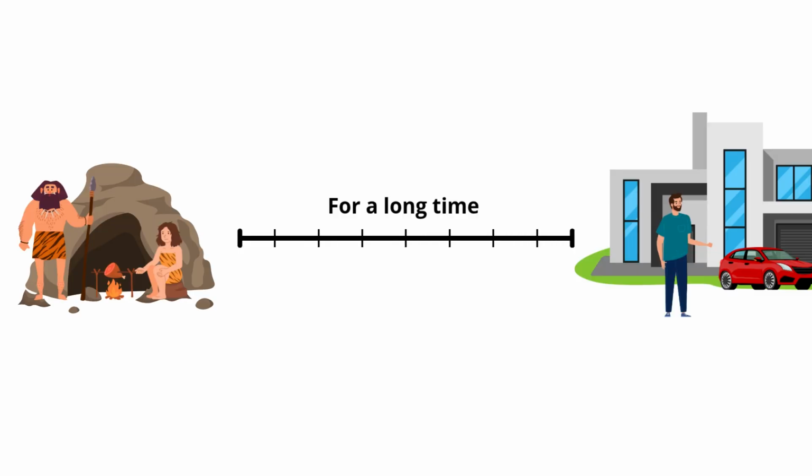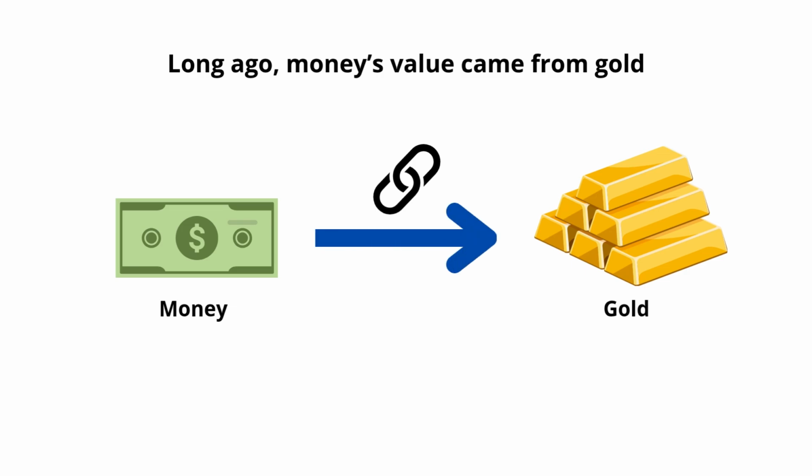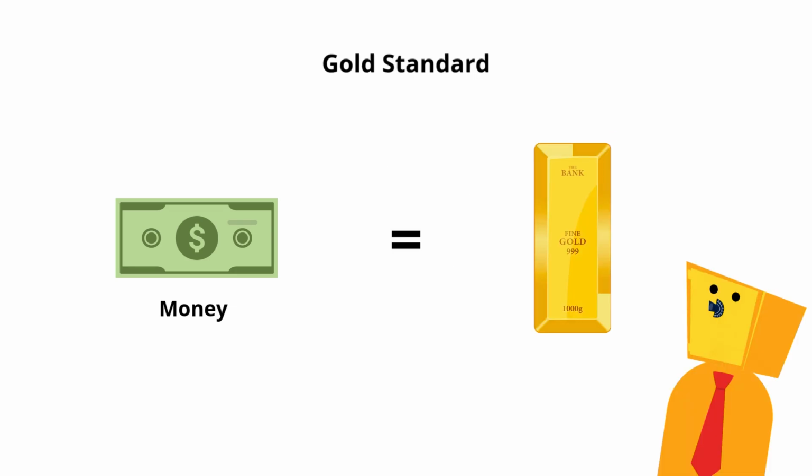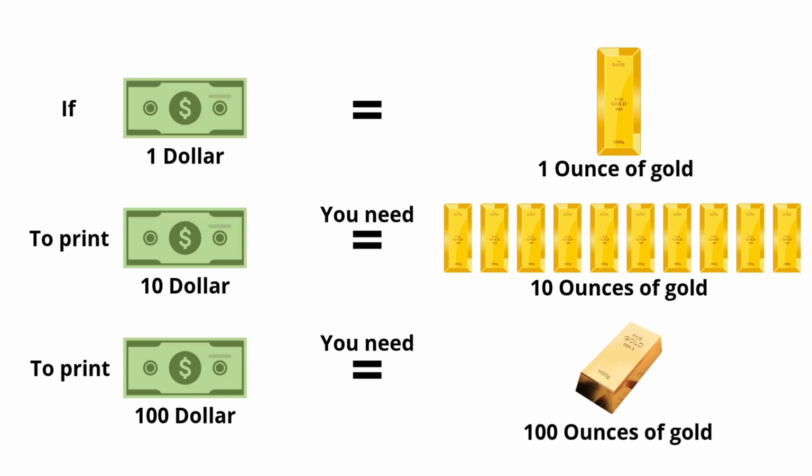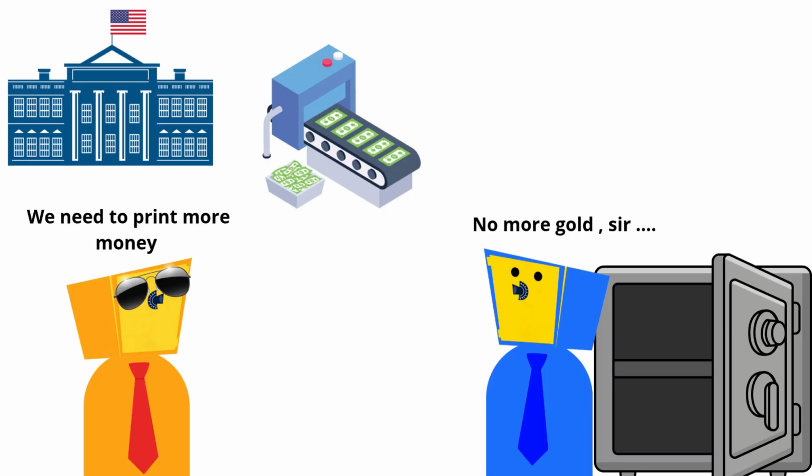For a long time, money was directly linked to precious metals like gold. This was known as the gold standard. Under the gold standard, a country's currency was backed by a certain amount of gold. For example, the US dollar used to be worth a fixed amount of gold. This made money more stable, because countries couldn't just print extra money unless they had enough gold. It stopped governments from printing too much money.